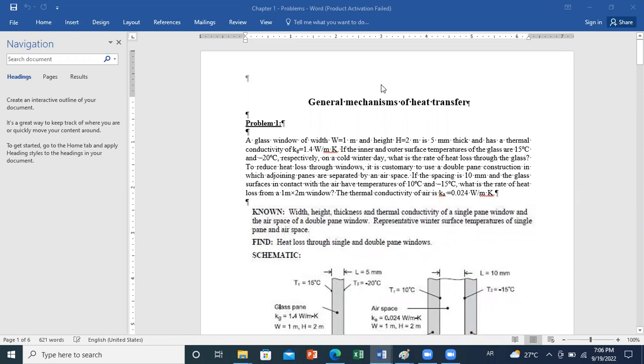So as we mentioned already, when we talk about rate of heat, we should provide the value in watt. However, if they talk about heat flux, you can provide the value in watt per meter square. So as a first step, this problem will help us in knowing how we design windows.